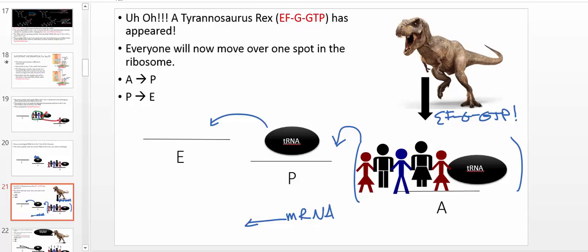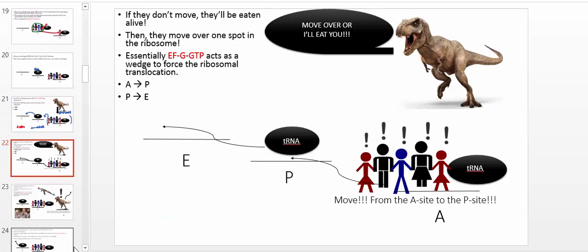So all these translocations are essentially going to be one codon, or 3 nucleotides, okay? So you see these exclamation marks, I'd like to get over, right? So everybody wants to move over one codon. So everything in the A site moves over to the P site, right? Everything in the P site moves over to the E site. So move over or I'll eat you, right?